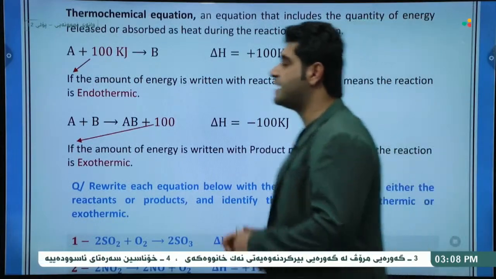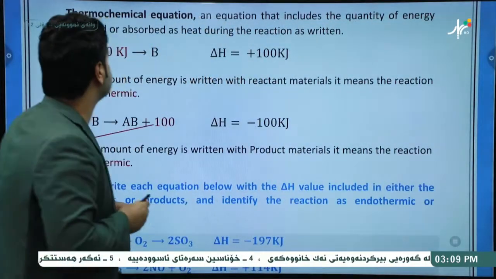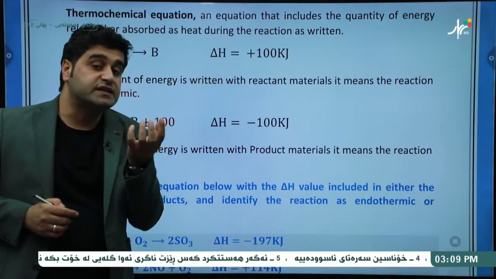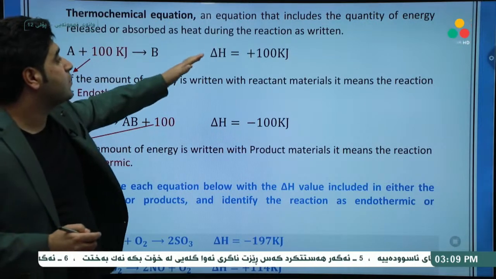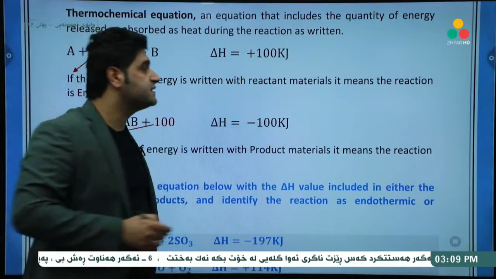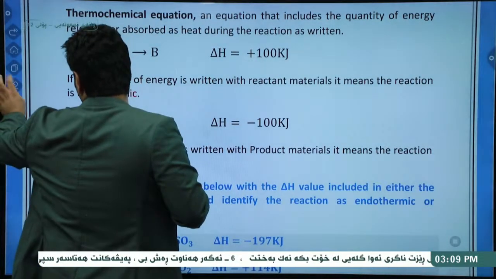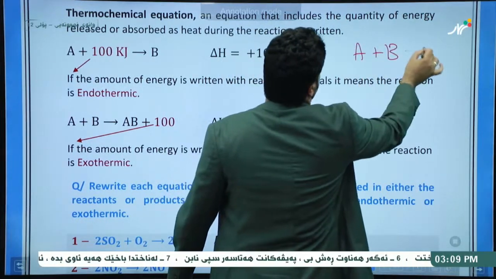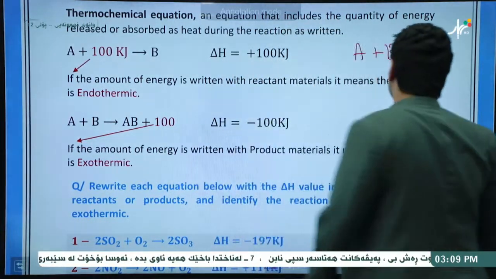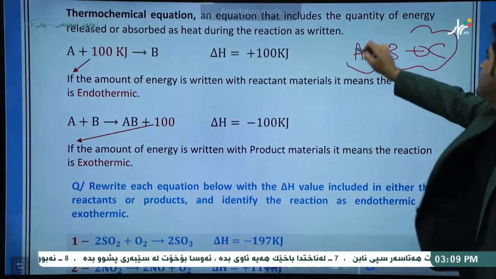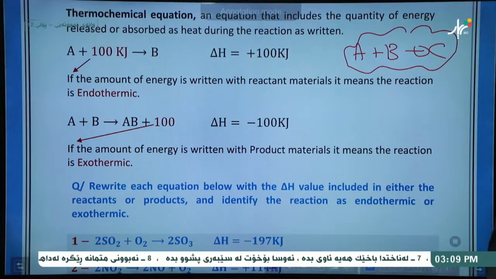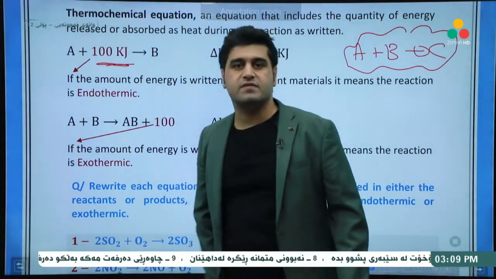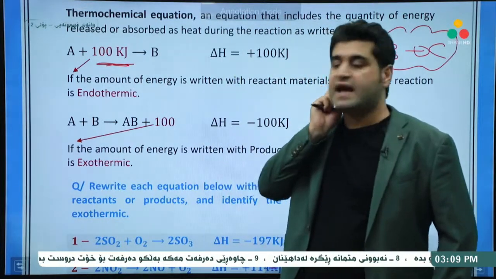Now we have thermochemical equations. A thermochemical equation is a kind of equation that includes the quantity of energy with the reactants or with the products as written. It means we have some reactions, some equations. For example, A plus B producing C. Okay, it's a normal reaction. But what do we call those reactions when they have a quantity of energy written with the product or with the reactants?